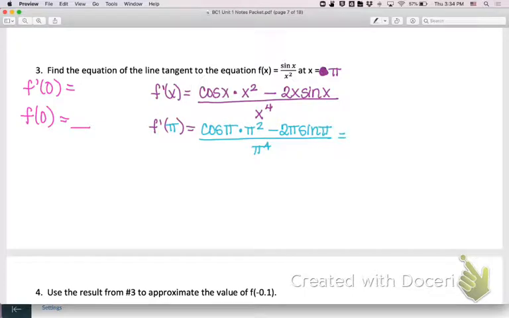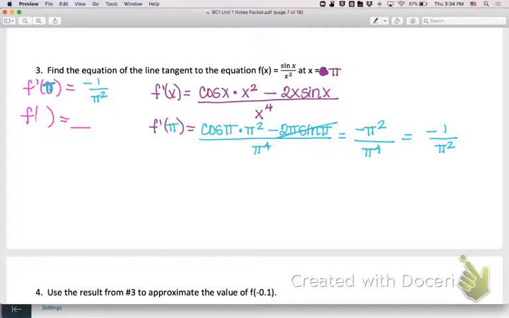Cosine of pi is -1, so this is negative pi squared. The sine of pi is 0, so this whole thing drops out, over pi to the 4th, which simplifies to -1 over pi squared. That's our slope. Okay, so that's f prime at pi, -1 over pi squared.